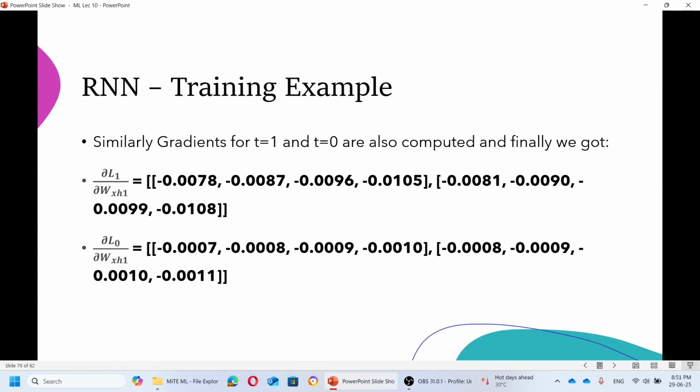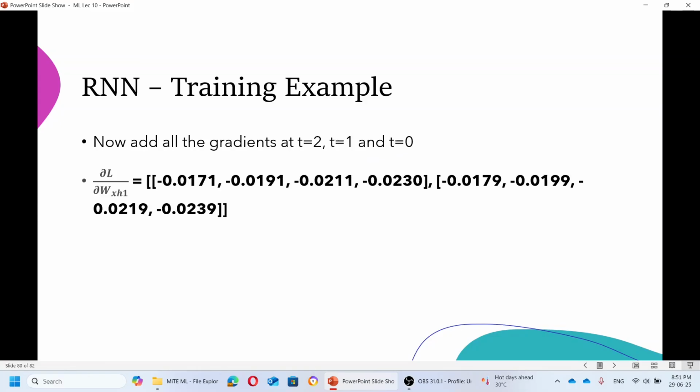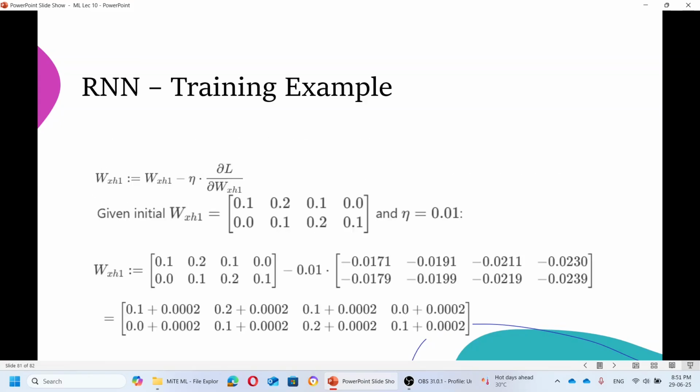I'm not showing the working here because the process is very much the same. What we have done for T2 we do the same for T1 and T is equal to 0, and we got all these values over here. Now we update the weights. To update the weights we use the same formula which we used in CNN and FNN, where we multiply the gradient by our learning rate and subtract it from our current value, and then we get the updated value.